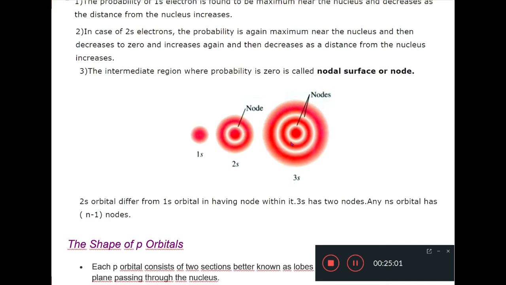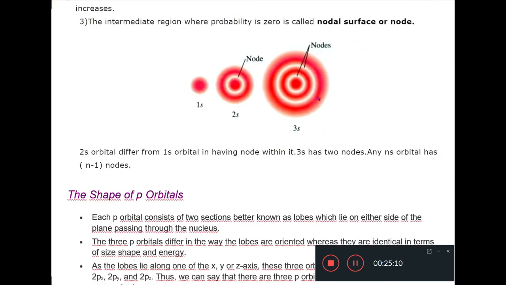Similarly, in 3s, you can see there are 3 red circles and there are 2 red circles. These 2 red circles are nodes. The total number of nodes in any shell is given by n minus 1 nodes.